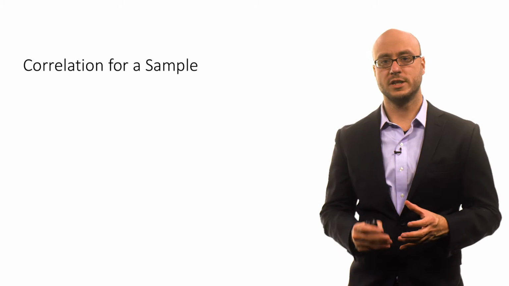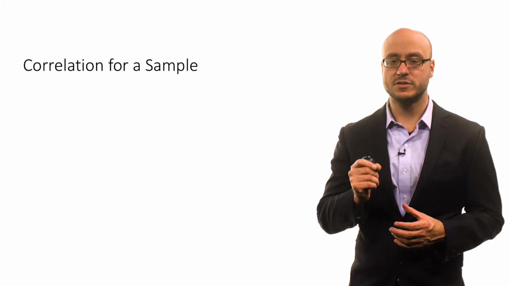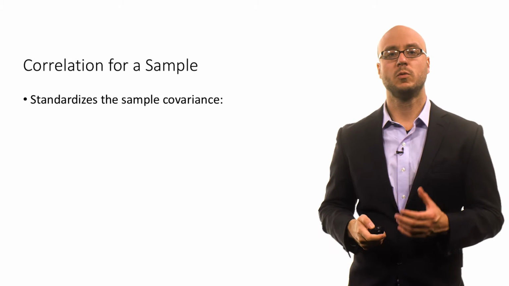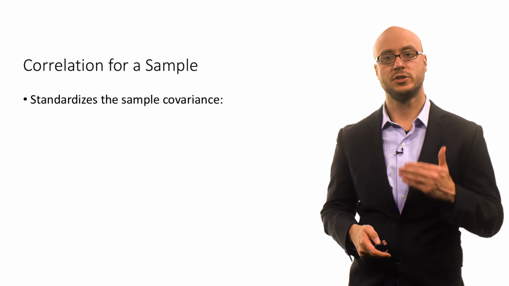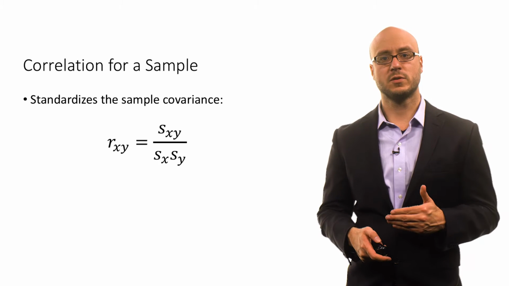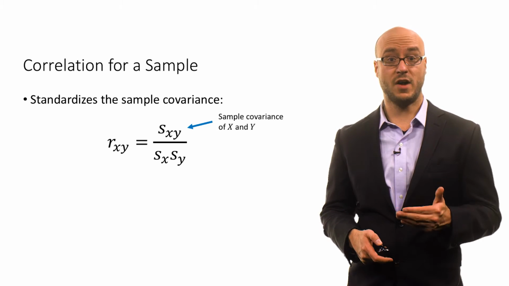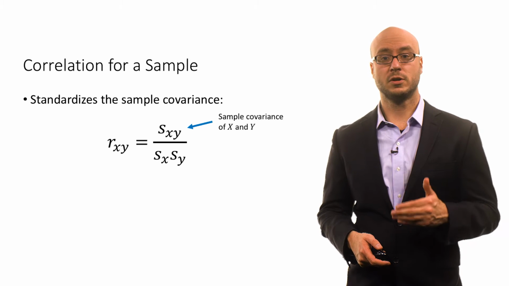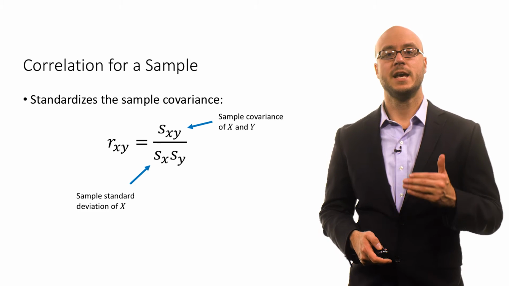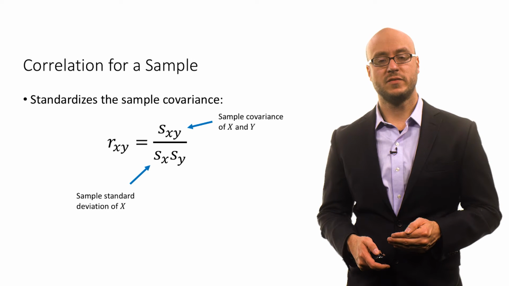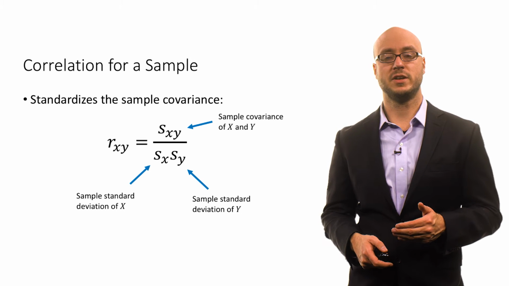The problem with covariance is it only gives direction. So that's why we want to standardize covariance to create correlation. So the correlation for a sample is denoted as follows. We have a sample covariance of x and y, and we divide by the sample standard deviation of x times the sample standard deviation of y.